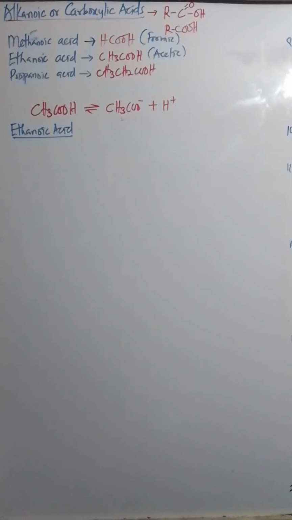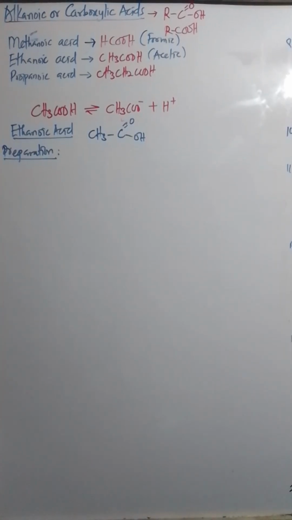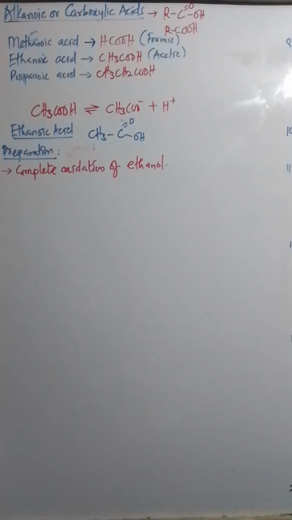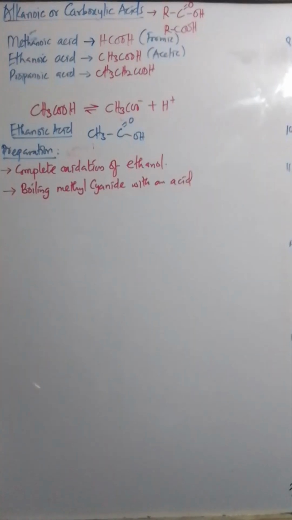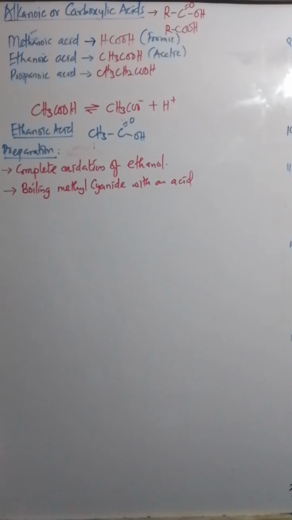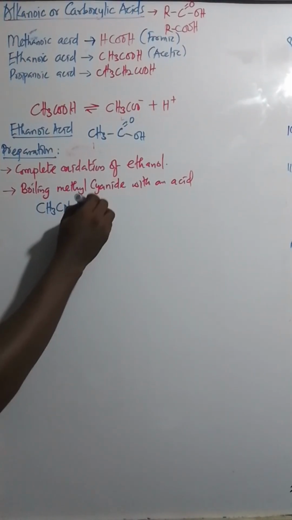The most important part of this alkanoic acid is actually ethanoic acid. So how can ethanoic acid be produced? It can be prepared by complete oxidation of ethanol. Go and check the last chemical property of ethanol, dehydration, that we just did now. If you see, at the end of the day, we form ethanoic acid from ethanol. So that's complete oxidation of ethanol. Go and check that and write it here. Then we have another way. We can do that by boiling methyl cyanide with an acid. Methyl cyanide with acid is here.